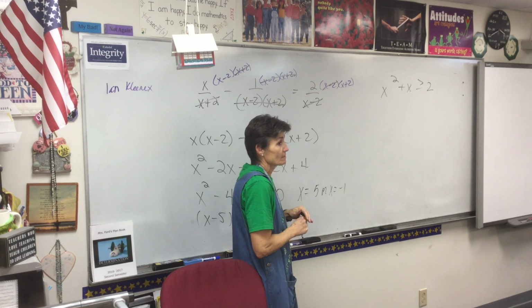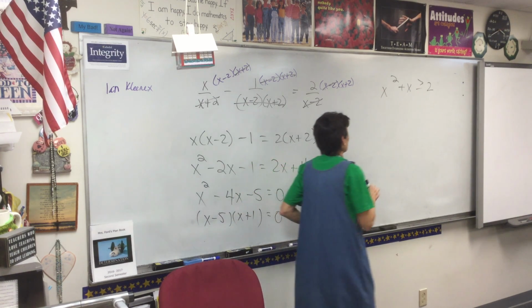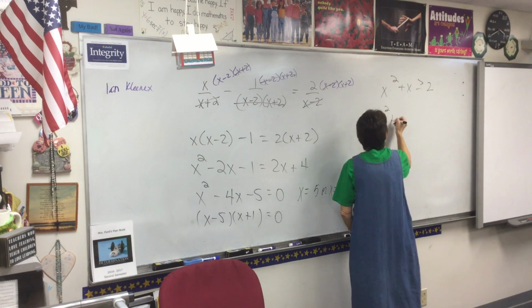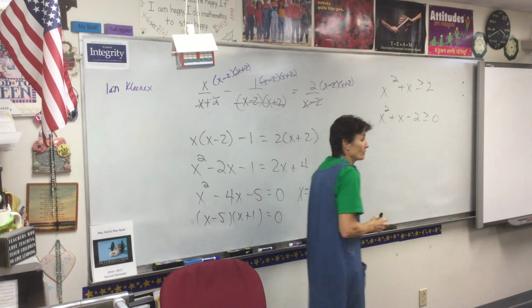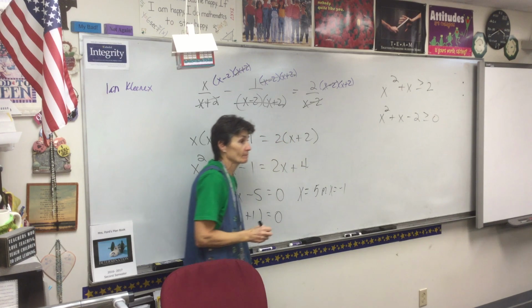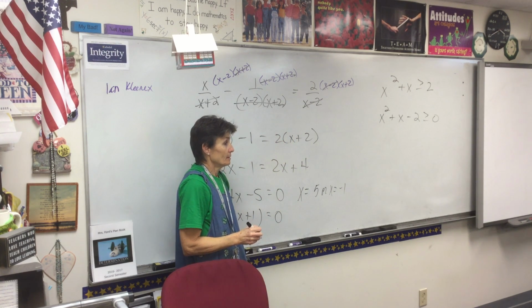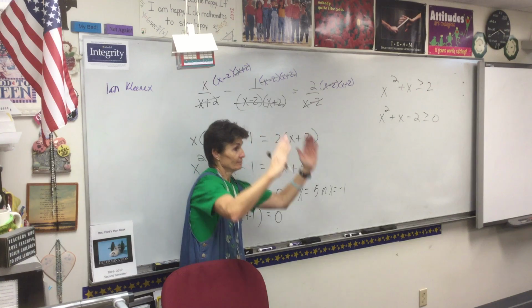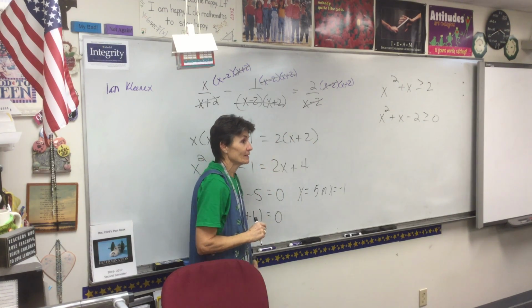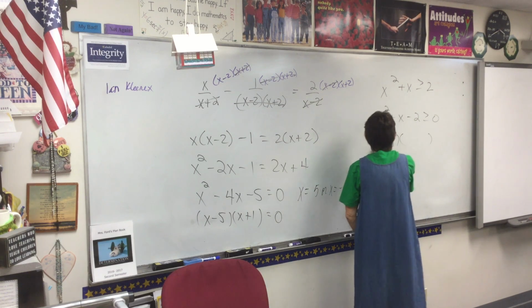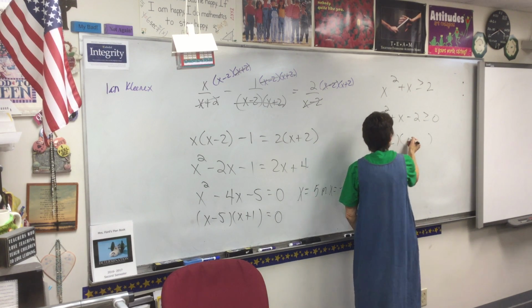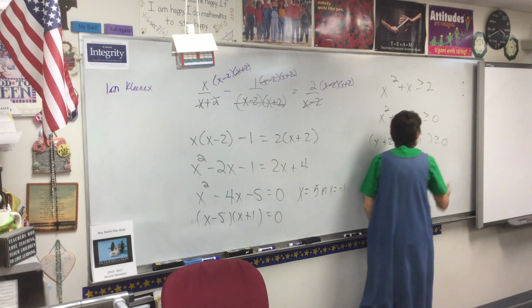What do you have to do first? Move it over. That's exactly right. In an inequality, guys, you've got to have a 0. So you're going to move that 2 over. And then, Ava, right? Now we're going to factor it. x plus 2, x minus 1.